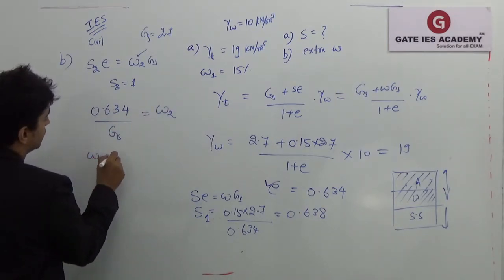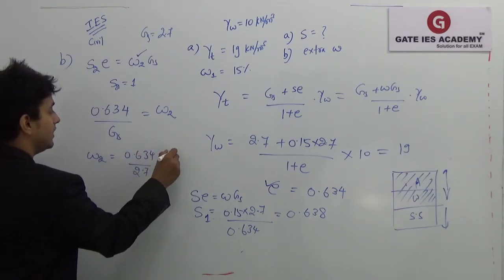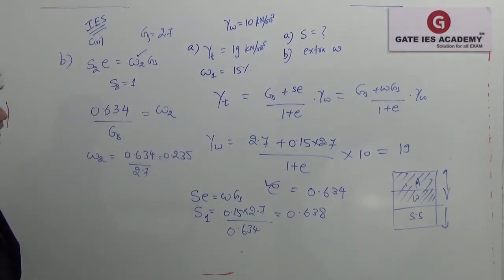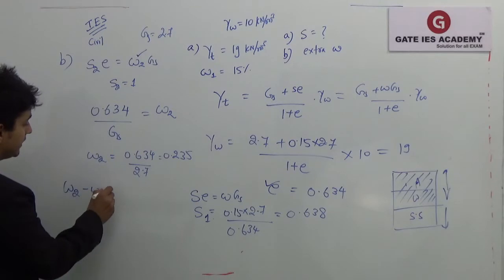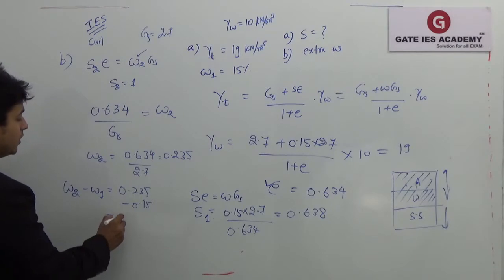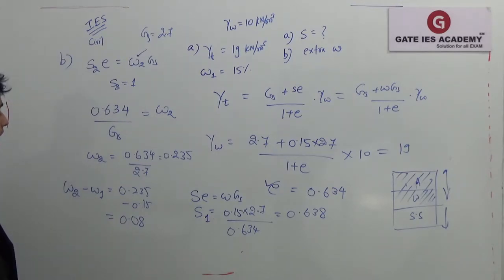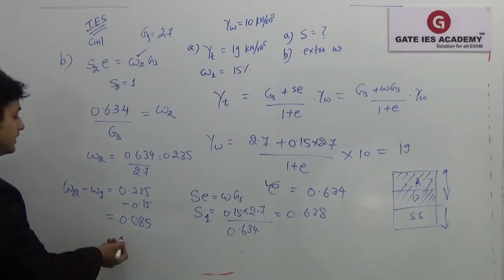So W2 will come out to be 0.634 divided by 2.7, that is coming as 0.235. Okay, so now if we subtract W2 minus W1, what am I getting? 0.235 minus 0.15, that is coming out to be 0.08, something like that. So this will be nothing but 0.085, that can be said.